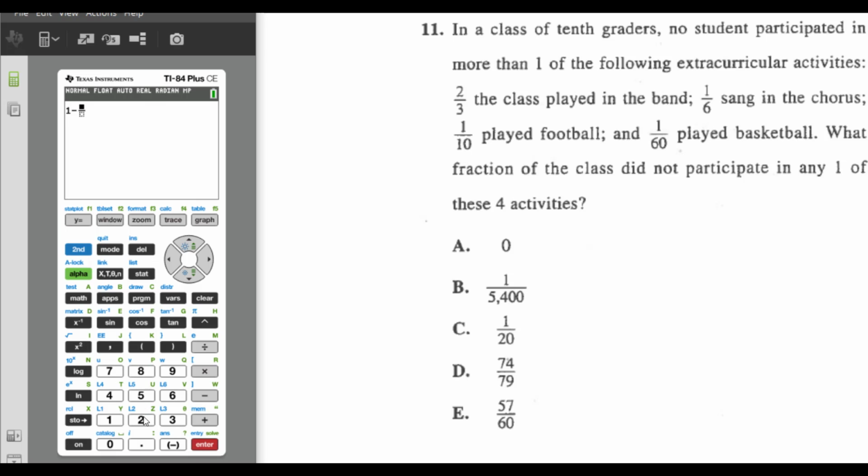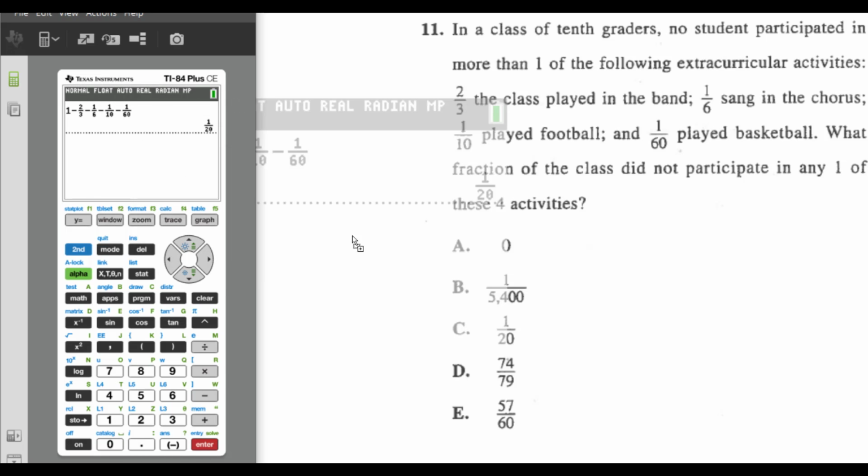And so I can put 2, down arrow, 3, right arrow to get out. Minus 1/6. Another way to get a fraction is alpha x, which is also the fraction template, 1 over 6. Minus 1/10. Again, I'll do it the other way, alpha y equals where the fraction template is, 1 over 10. And then minus 1/60th. And alpha x, I'll use that here, 1 divided by 60.